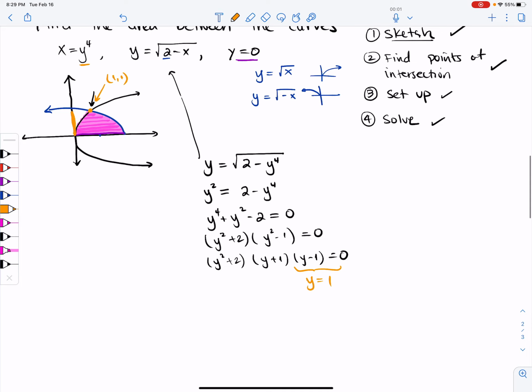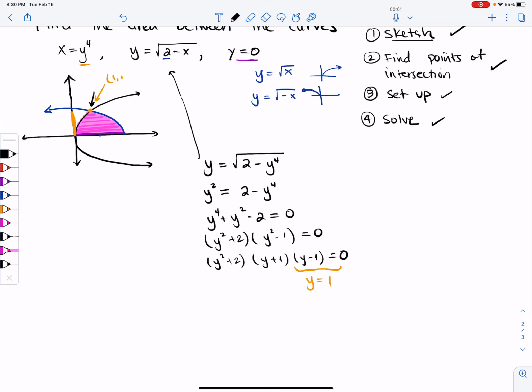You can do two things. You can integrate with respect to x, or you can integrate with respect to y. Integrating with respect to x will require you to set up two different integrals, giving you the area of the first region and the area of the second region. So rather than integrating with respect to x, we're going to integrate with respect to y.